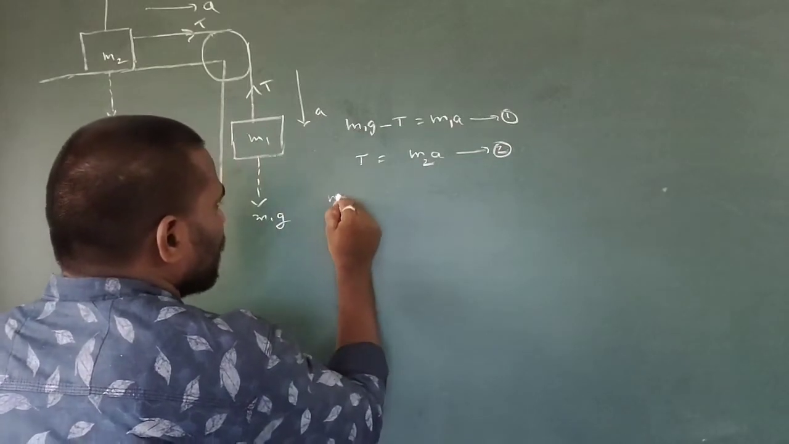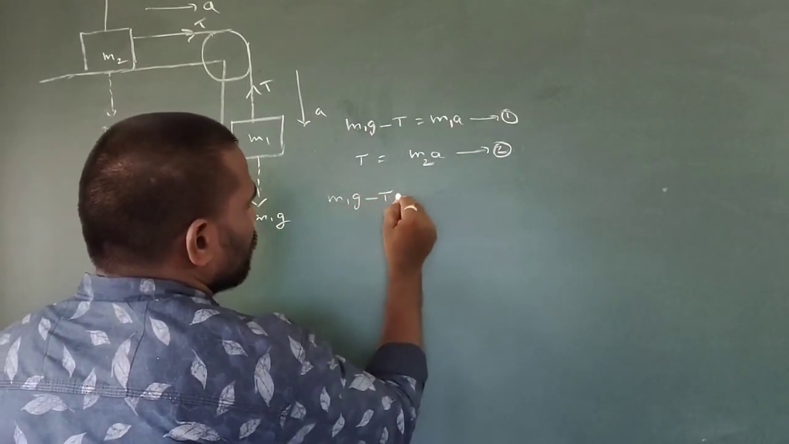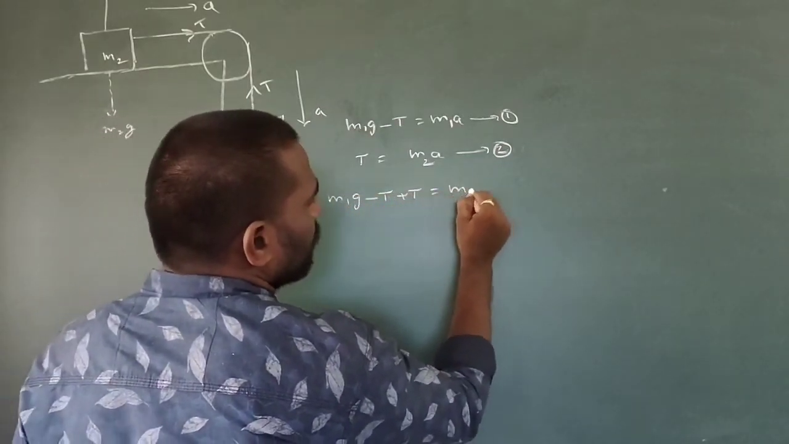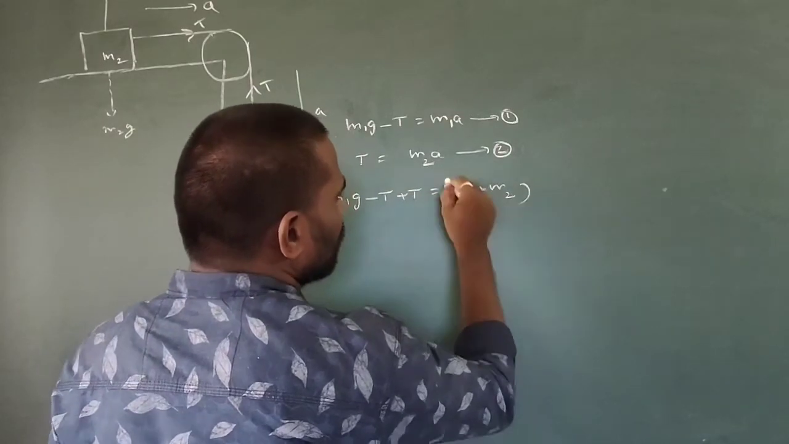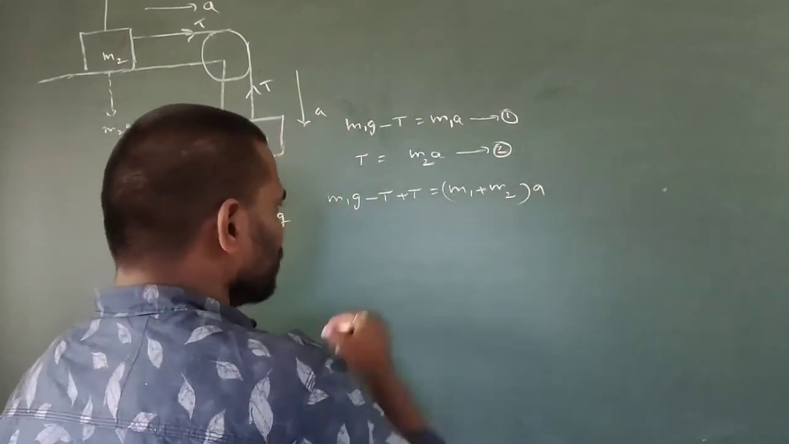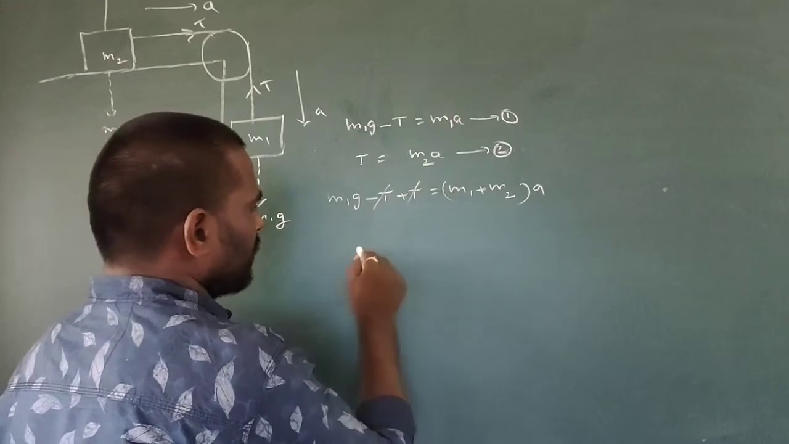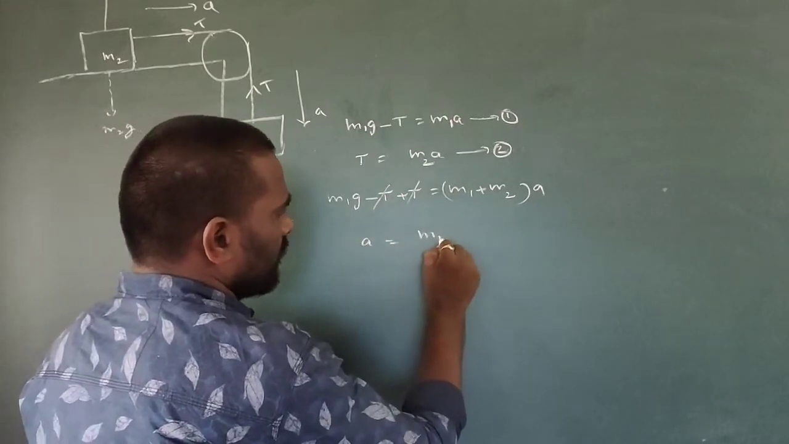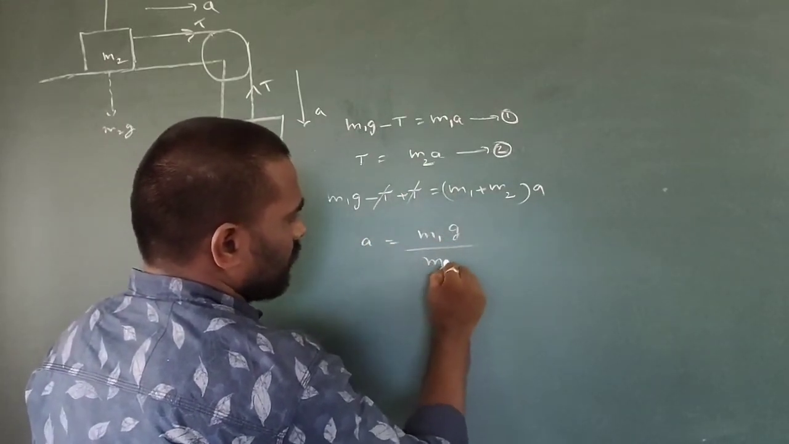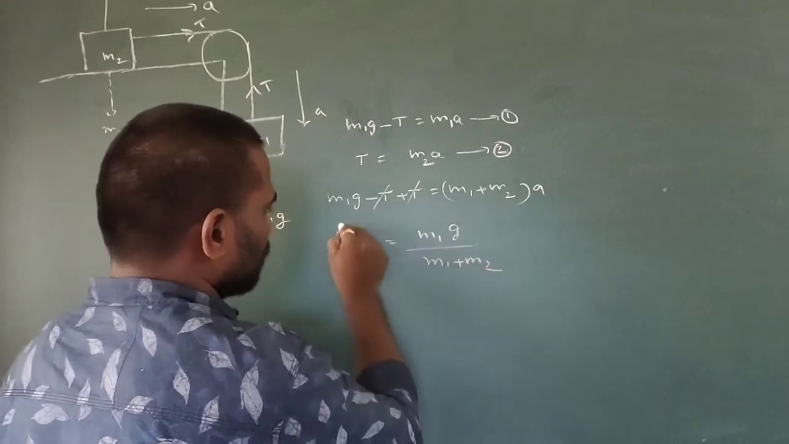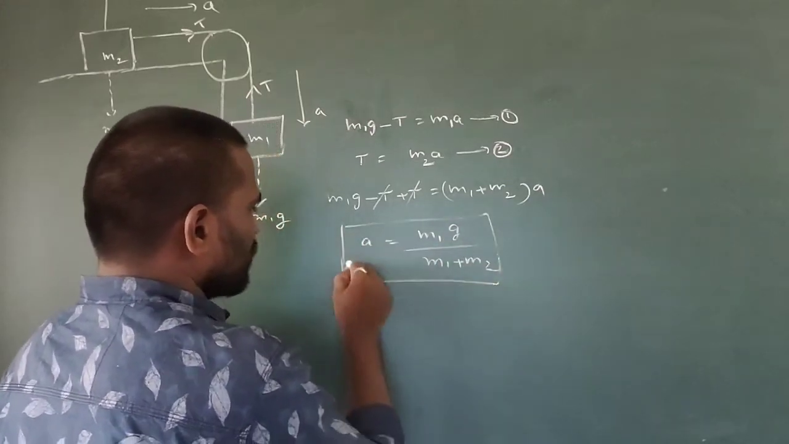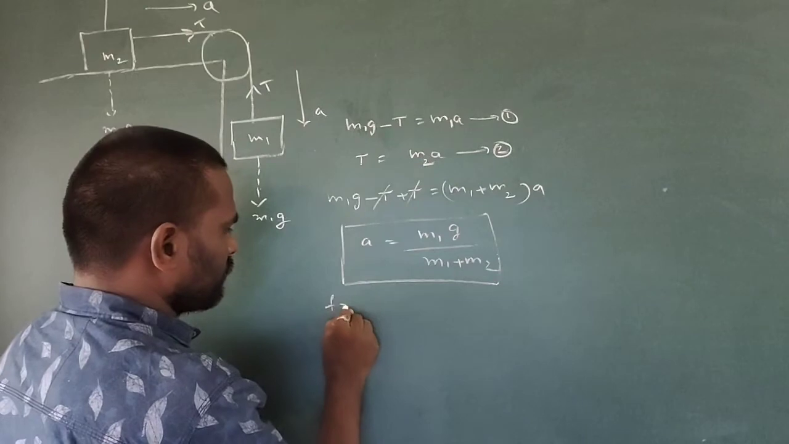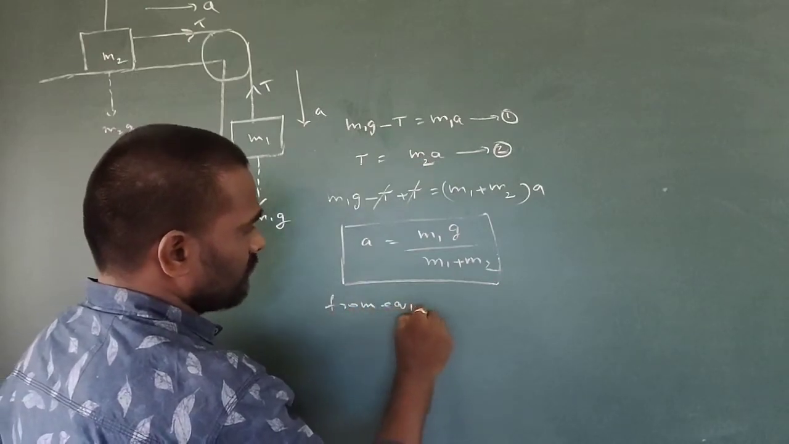Then m1g minus T plus T is equal to (m1 plus m2) into a. Then minus T plus T cancel. Finally, acceleration a is equal to m1g by (m1 plus m2). Substitute this acceleration in equation number 2.